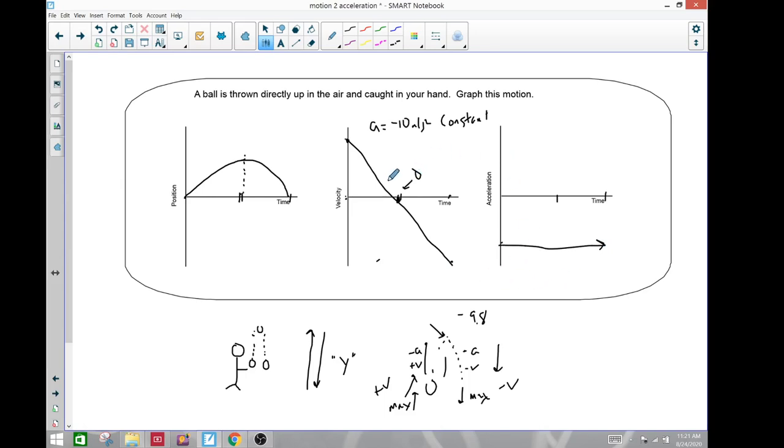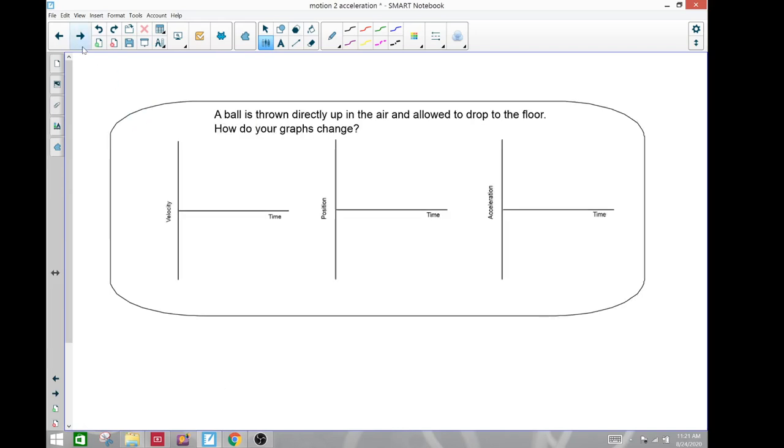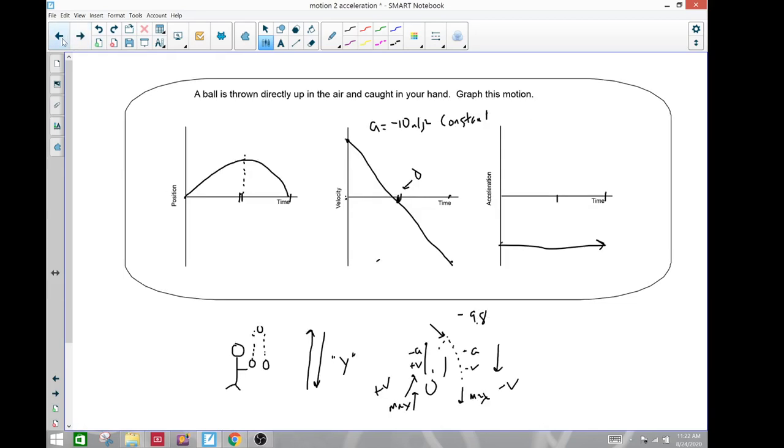So the next question says: how would your graphs change if the ball is thrown directly up in the air and allowed to drop to the floor? I'm just going to grab a different color pen. This guy just continues to hit the ground, let's say right here, and we would get more and more velocity, so our slope would get steeper.